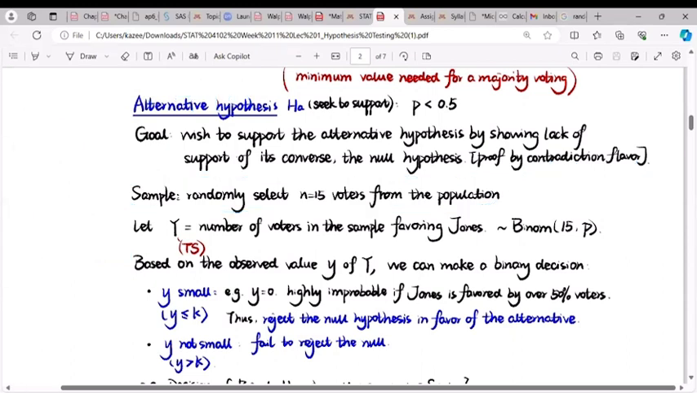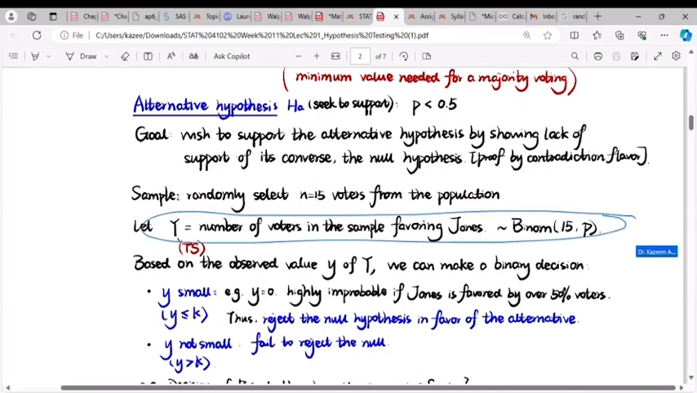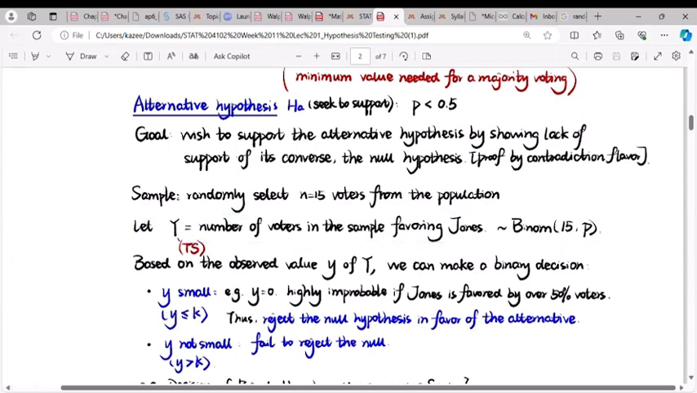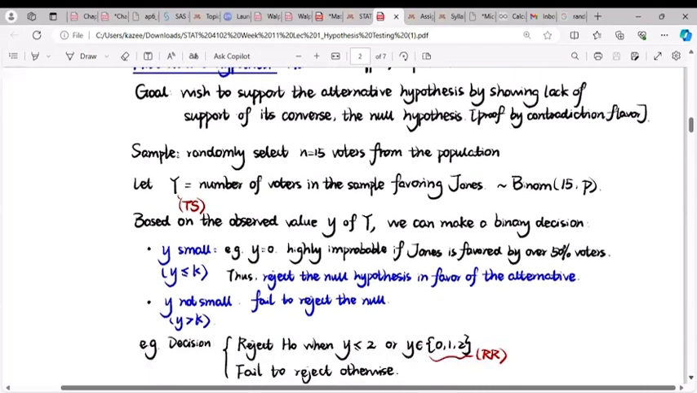And that is the reason why we said Y follows a binomial distribution with n equal to 15 and a parameter p. And parameter p is what is unknown, and that is exactly what we want to figure out. So if we want to figure out the value of p, then we need what I call a test statistic. TS here is what we call the test statistic.